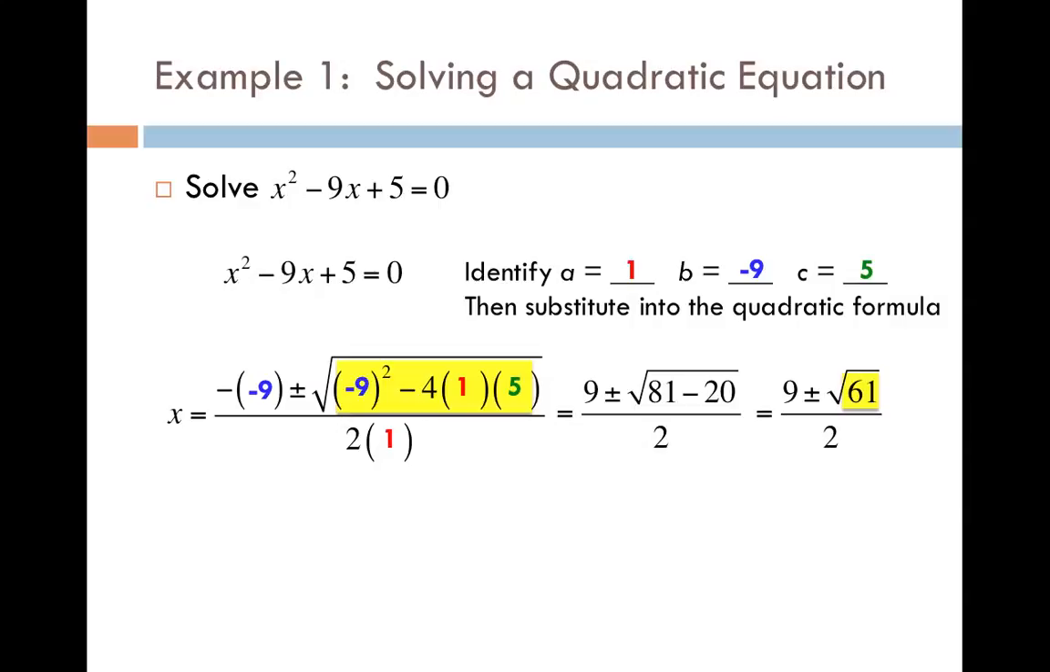They may not be pretty real number solutions. They may end up irrational. They may end up with radicals in them. But we're going to get two real number solutions for this equation.